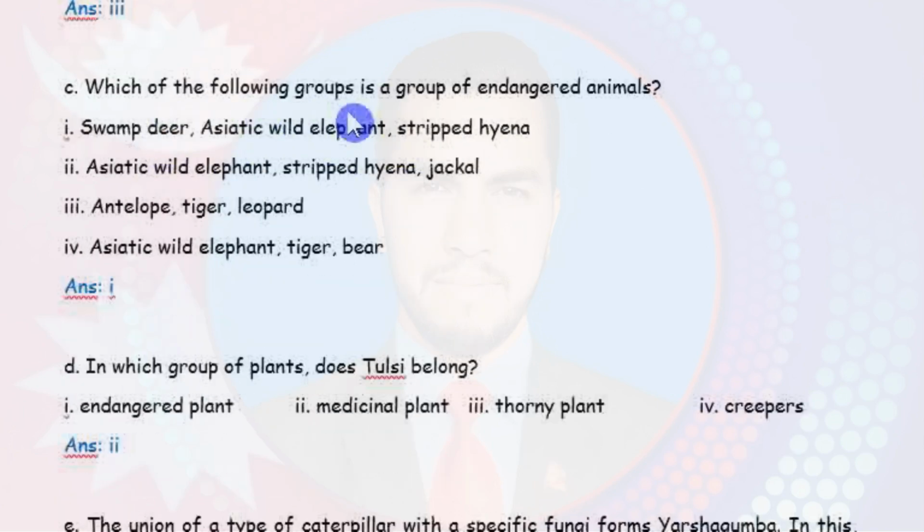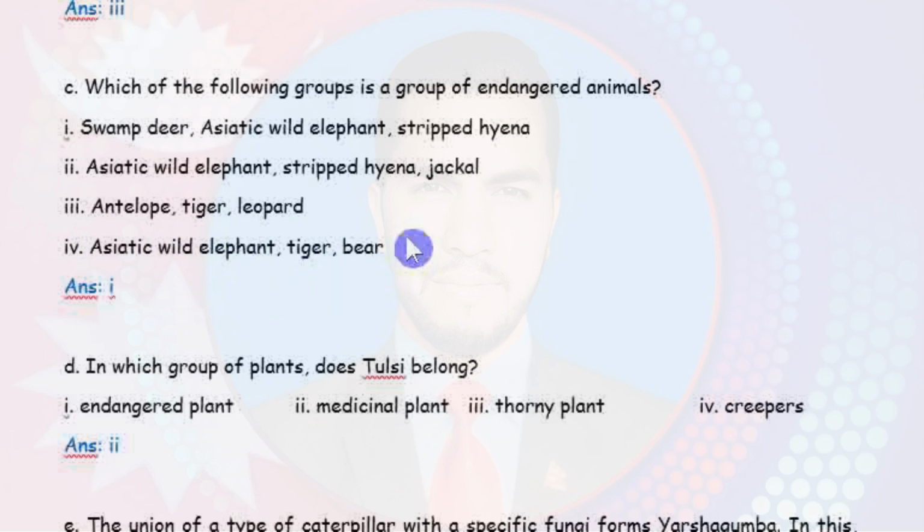Which of the following groups is a group of endangered animals? Number 1, swamp deer, Asiatic wild elephant, striped hyena. Number 2, Asiatic wild elephant, striped hyena and jackal. Number 3, antelope, tiger and leopard. Number 4, Asiatic wild elephant, tiger and bear.